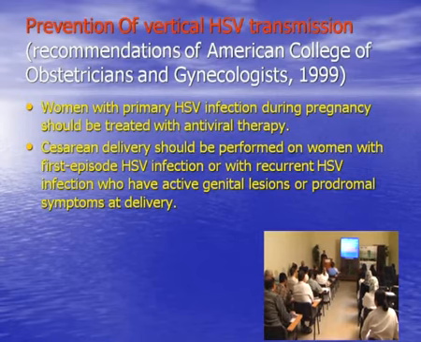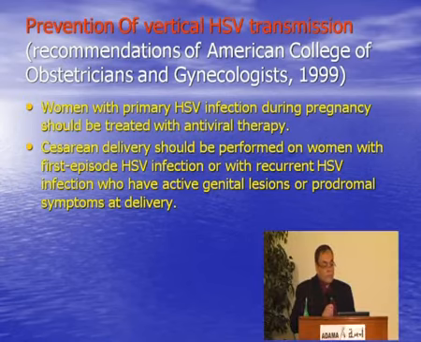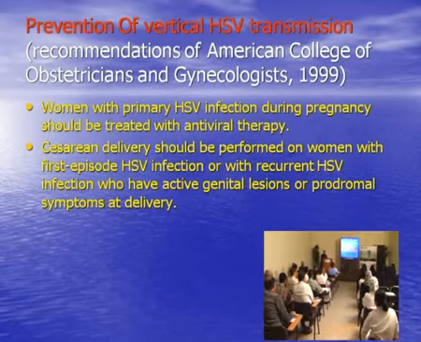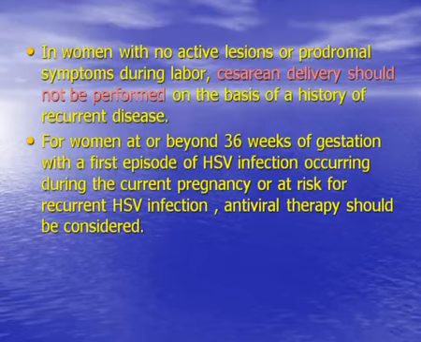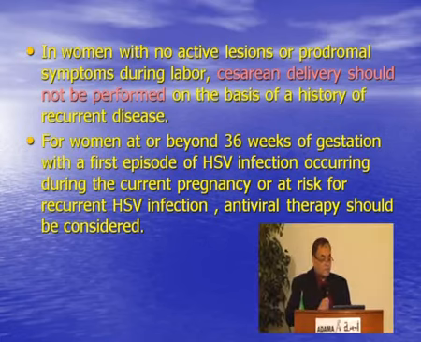Cesarean delivery should be performed on women with first episode herpes simplex virus infection or with recurrent herpes simplex infection who have active genital lesions or prodromal symptoms at delivery. But for those who didn't have active lesions or prodromal symptoms during labor, cesarean delivery should not be performed.